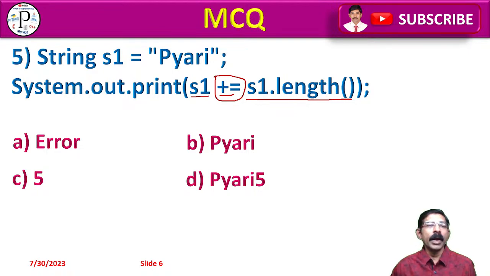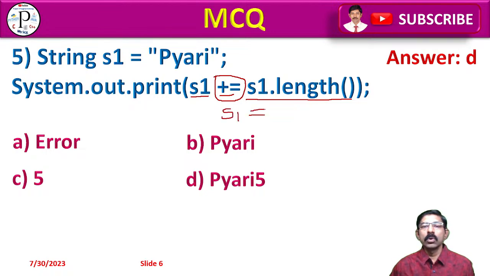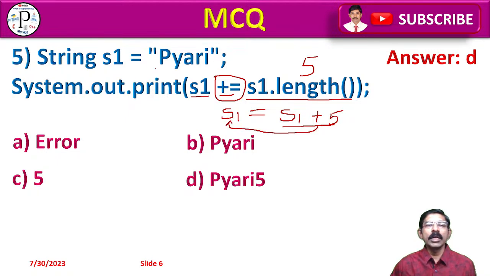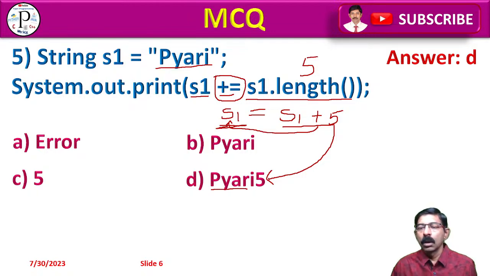Yes. Mona Lisa Parida, A. No, it is not an error this time, because this time we have the plus symbol. This is equivalent to S1 is equal to S1 plus length, where length value is 5. So S1 plus 5. Now it is concatenating. After concatenation, it is assigned. So that's why it is allowed. Where S1 contains Pyari, so that's why I'm getting Pyari concatenated with 5. So Pyari5 is the updated value of S1. Understood everyone? Yes, everyone has given the right answer.